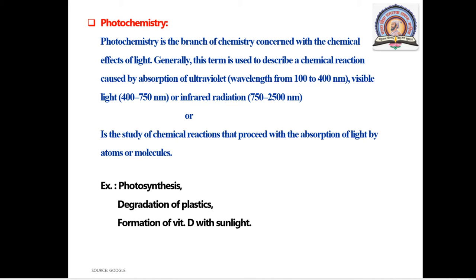There are various examples of photochemistry. These are the very important examples. First is photosynthesis. As we know, photosynthesis is the process of plants, and it is an example of photochemistry. After that, degradation of plastic is also an example of photochemistry, and formation of vitamin D with sunlight. So these are regular examples of photochemistry.